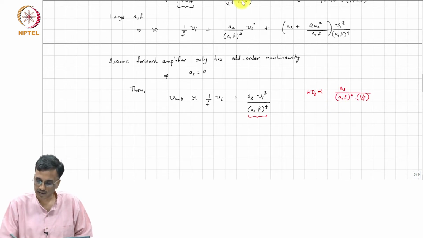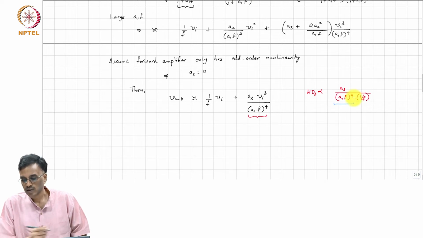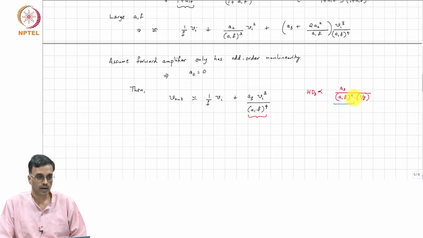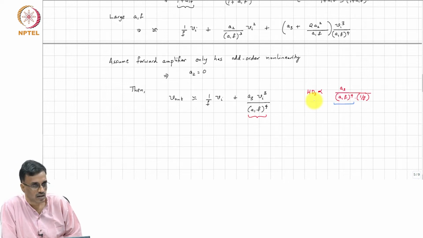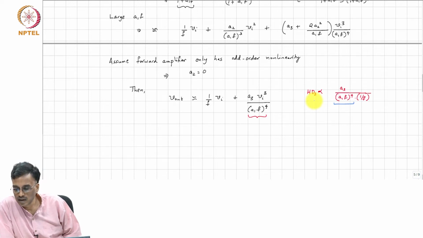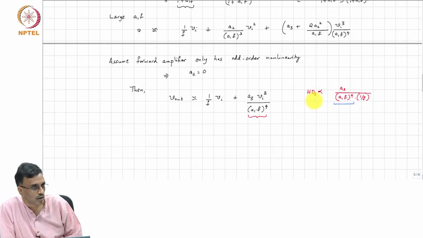So the question I would like to understand is, this is telling us that if I double A1, keeping 1 over f unchanged because I want the same closed loop gain, if I double the loop gain, correct? So, if I double A1, HD3 goes down by a factor of 16. So, why does that make intuitive sense?